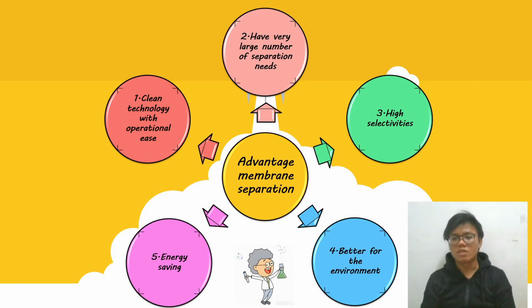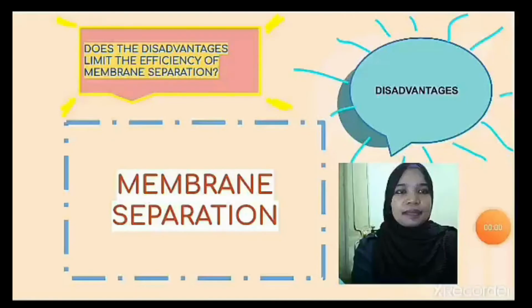Number 5 is energy saving. Membrane processes generally do not require a phase change to make a separation. As a result, the energy requirement will be low unless a great deal of energy needs to be expended to increase the pressure of the feed stream in order to drive the permeating component across the membrane.